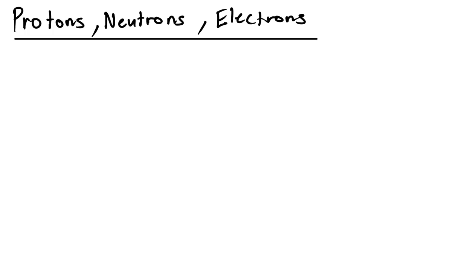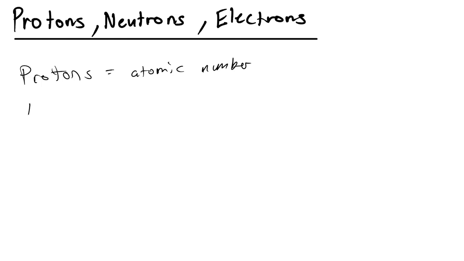So with regards to calculating protons, the number of protons is always going to be equal to the atomic number. So every atom has an atomic number, and that number is the same as the amount of protons it has. So take carbon, for example. The atomic number of carbon is 6, so it has 6 protons.